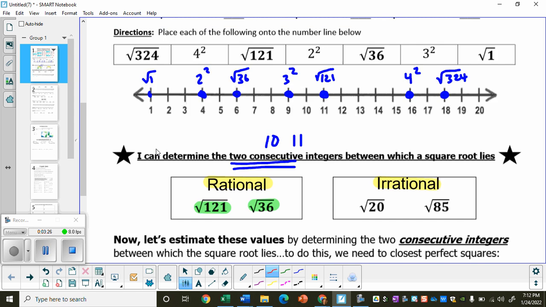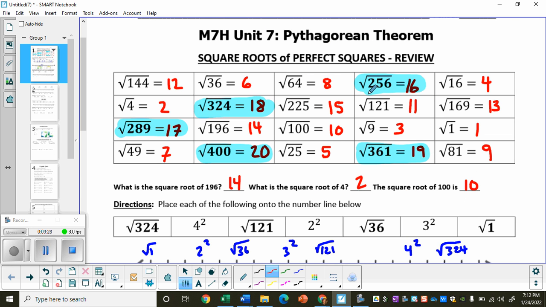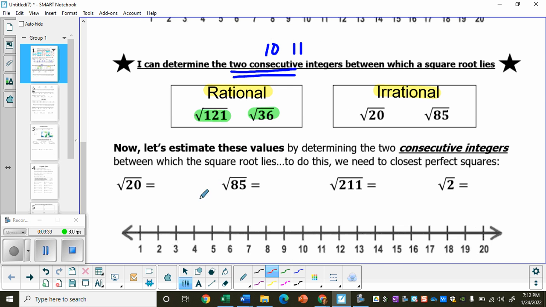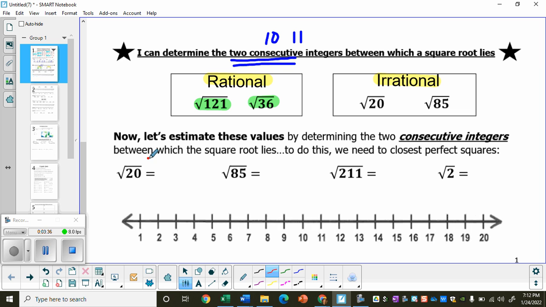So I want you to think back up here to this chart, and I want you to think about perfect squares. So for example, 25 is a perfect square, and 25 is actually the closest perfect square to 20 that's bigger than 20. And 16 is a perfect square that is less than 20. So if we were to take the square root of 16, we know that that would be a 4. And we know if we were taking the square root of 25, that that's a 5. So since this number is somewhere in between them, this has to be between the numbers 4 and 5.